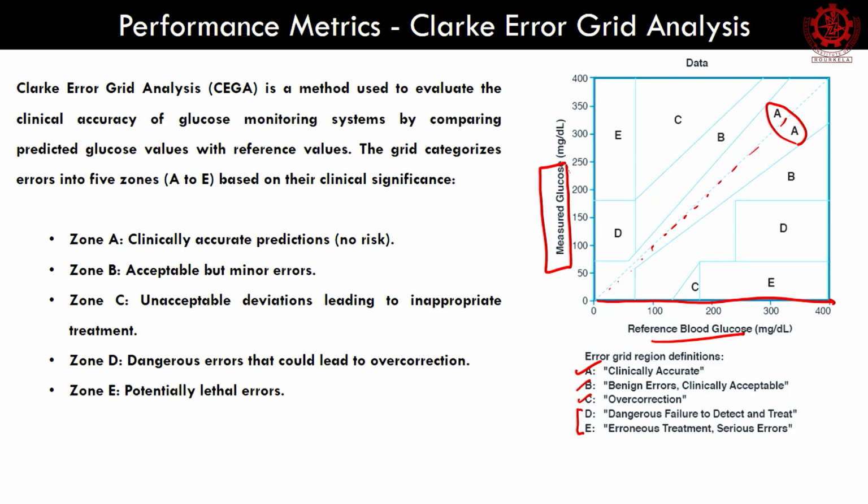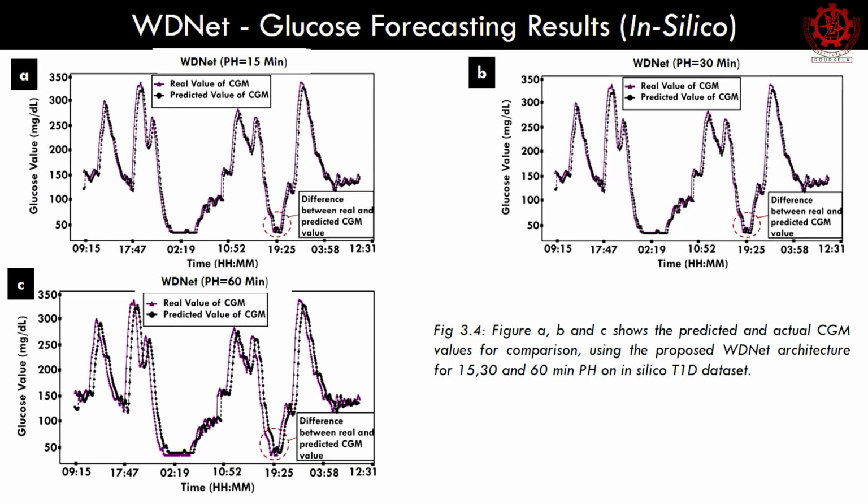So ideally you want 90% of your points to be within A, B, and C, not beyond that. So these are the forecasting results. So this is again here where you can see. There are two plots here. One is the actual data point, and then the black one is the predicted data point.